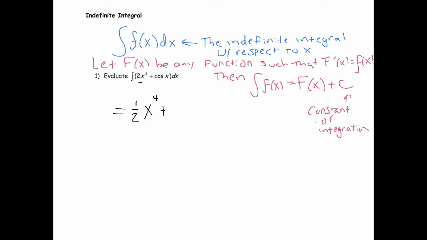The antiderivative of cosine of x, this is just where you bring your knowledge into the problem. The antiderivative is just sine of x. And then I got to add the plus c because this whole family of functions has this derivative inside, this derivative 2x cubed plus cosine of x. So there's the definition of the indefinite integral.